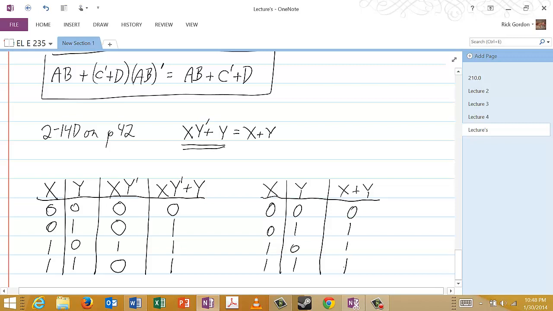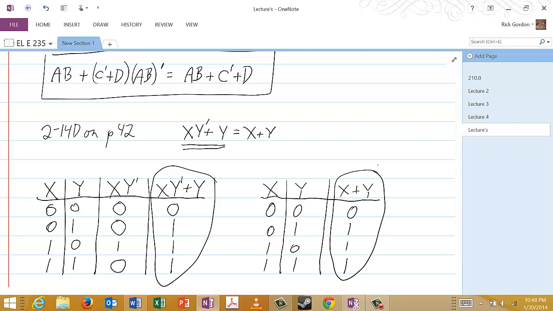And now, if you compare this column and this column, you see that for every possible combination of x and y, it is indeed true that the left-hand side of this equation is equal to the right-hand side, and therefore x y complement ORed with y is indeed the same as x ORed with y. So we have proven this particular simplification theorem in that way.